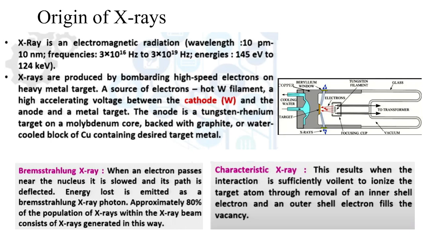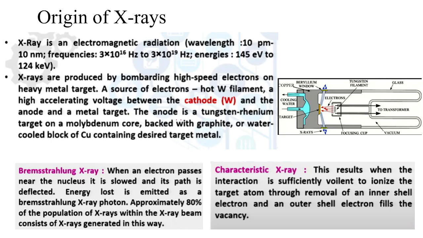Because X-ray is electromagnetic radiation with a wavelength of 10 picometers to 10 nanometers, it can be produced by bombarding a very high speed electron on a heavy metal target. A source of electrons may be a tungsten filament, with a high accelerating voltage. There is a cathode and also an anode, and you are providing a very high voltage. When you provide a very high voltage, the cathode will release the electron, and that electron will be targeted to a metal body. After that, the X-ray will be generated from the targeted metal.